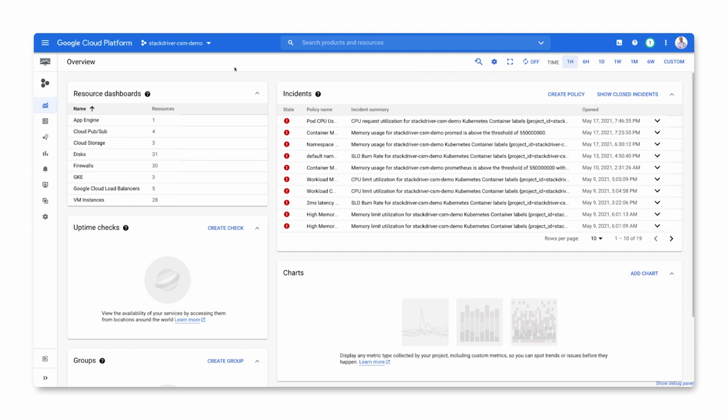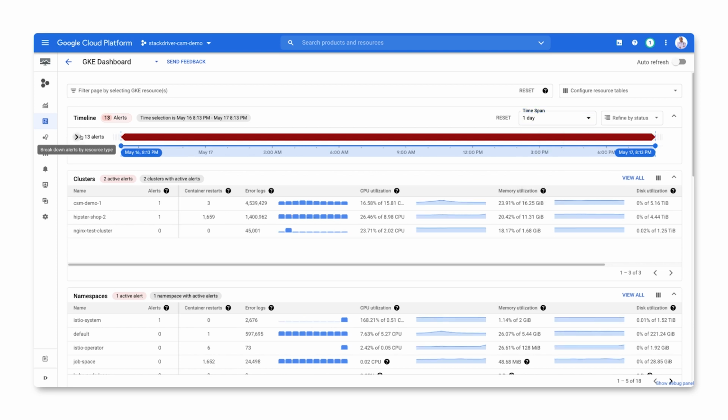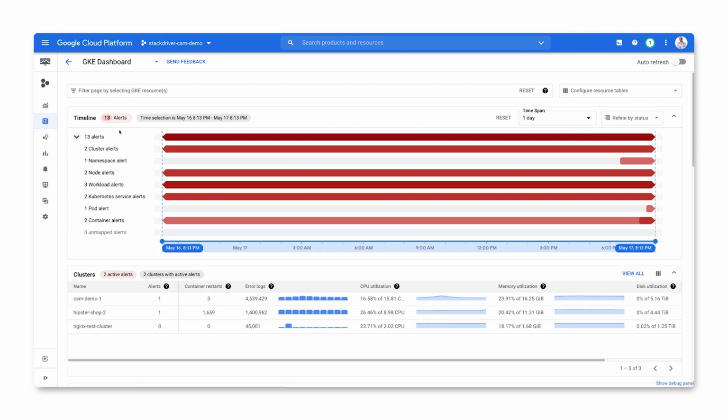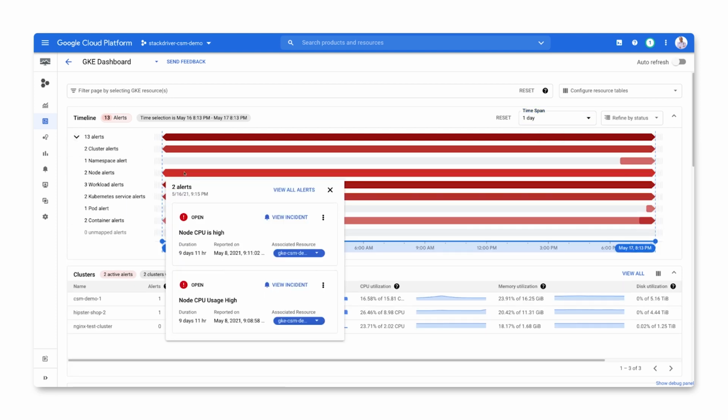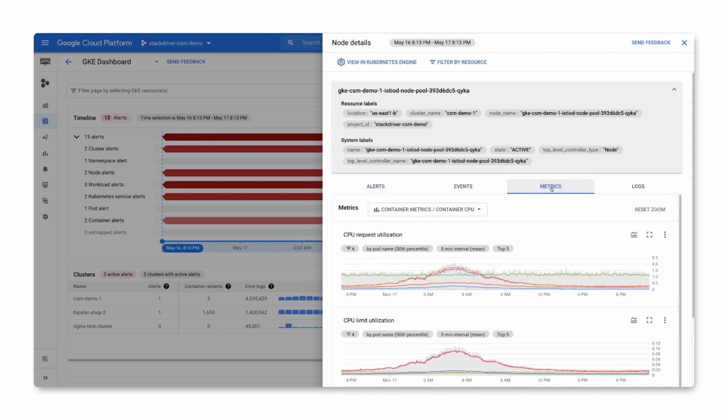Let's see if we can figure out whether our service was impacted by an infrastructure issue. From the monitoring overview screen, let's go to the GKE dashboard and have a look at the behavior of our system over the last day. When we expand the alerts timeline, we can see that there are 2 node alerts. Let's have a look at the resource associated with the alert. We can see that we are getting high CPU alerts. In the Metrics tab, we can confirm elevated CPU utilization of the node.